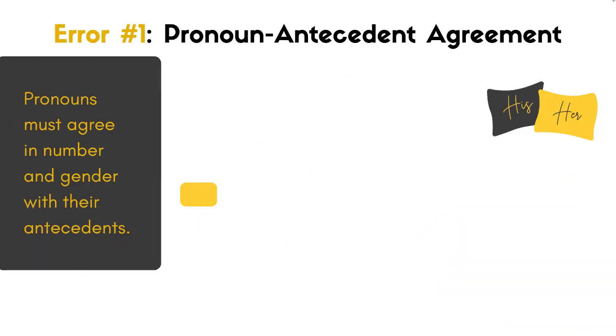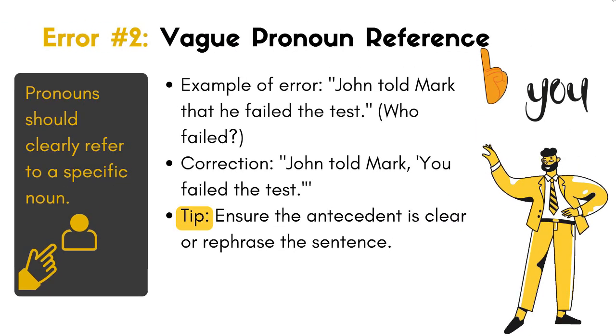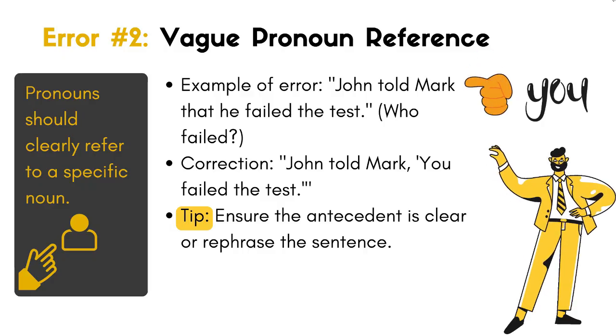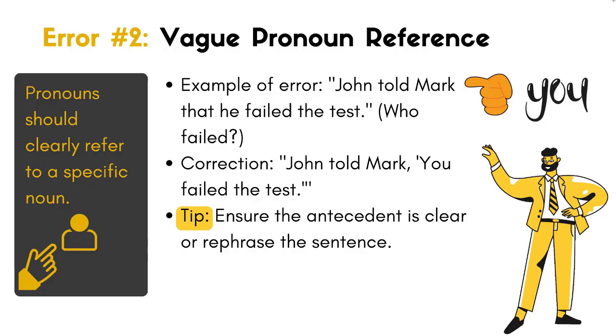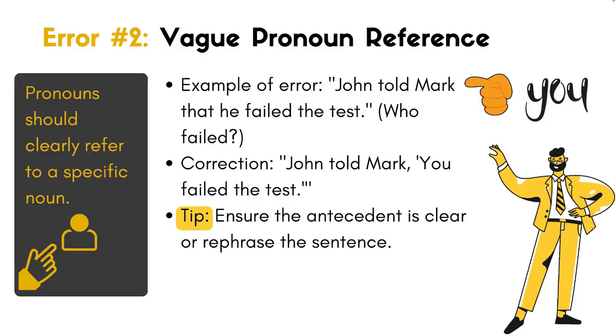Next up, vague pronoun references. This happens when it's unclear which noun the pronoun is replacing. Take the sentence: John told Mark that he failed the test. Who failed? John or Mark? To fix it, clarify the reference. John told Mark, you failed the test. The key here is to always make sure your pronouns point clearly to their antecedents.